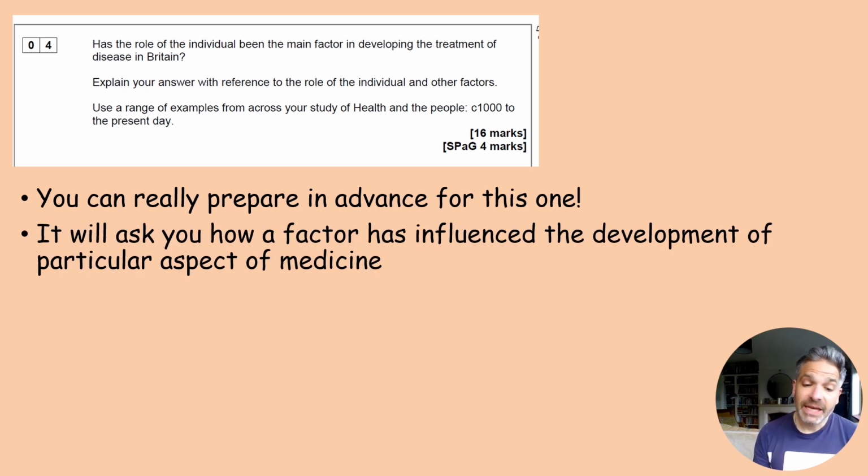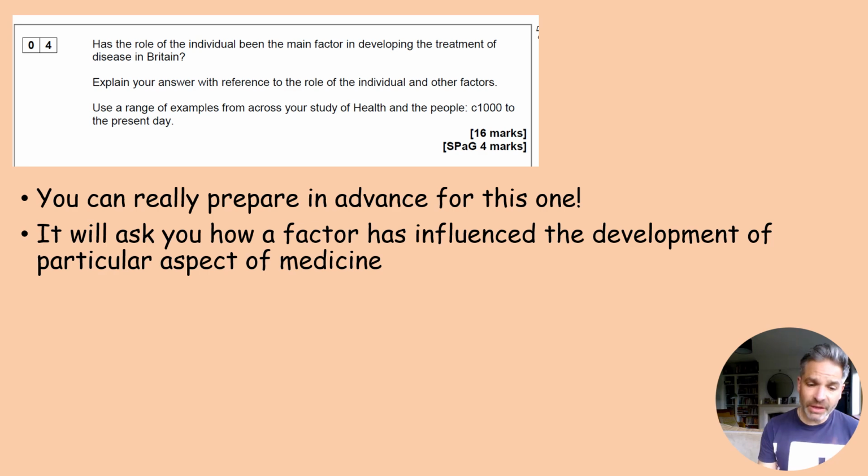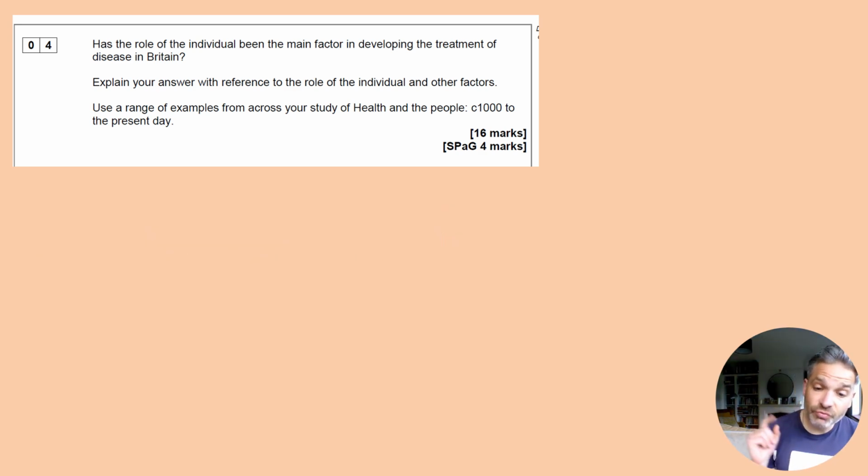What's it asking you? It's asking you how a particular factor has influenced the development of a particular aspect of medicine over time. Now, it's worth bearing a few little things in mind here because it's easy to get caught out. So one of the things you really want to bear in mind is look at the date at the bottom, because it will say use a range of examples from across your study, circa 1000 to the present day. Now, usually, in my experience, it's the whole course you can use examples from. Sometimes it might not be.